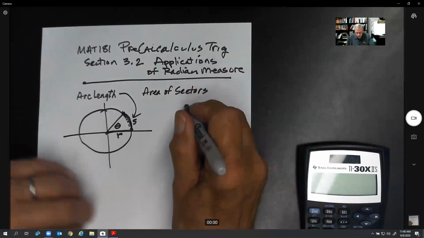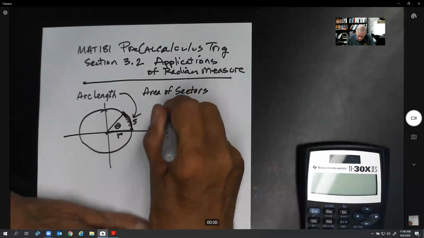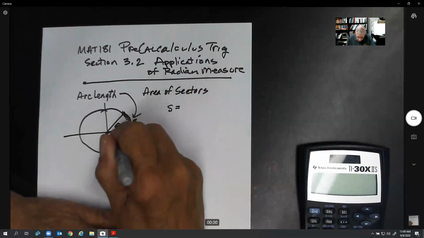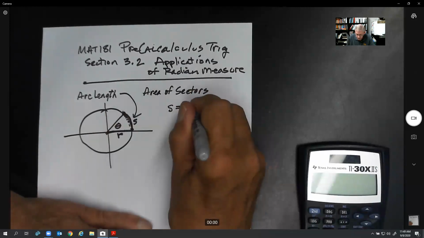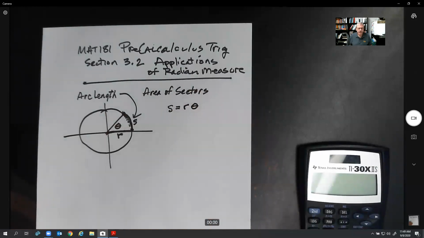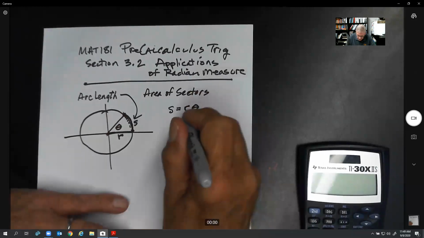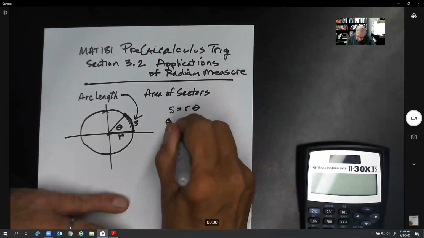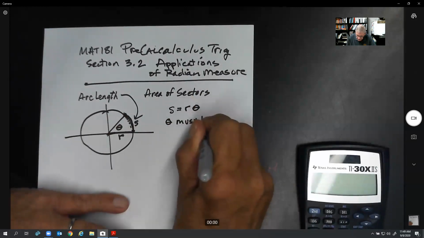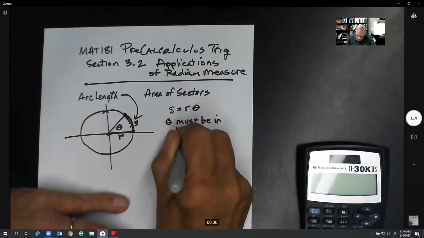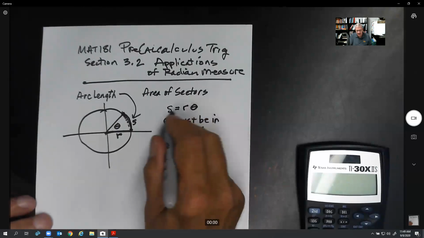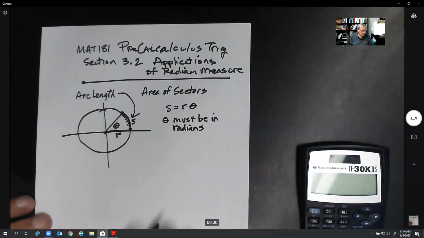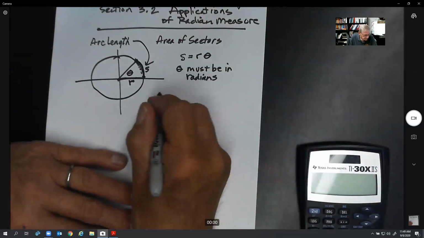Fortunately, there is a formula for it. This length right here, S, is equal to the radius times the angle, theta. So it's a pretty easy formula, S equals R theta, but there is a catch. Theta must be in radians to find this distance. So theta in these kinds of formulas has to be in radians. Let's try one and see how it works out.